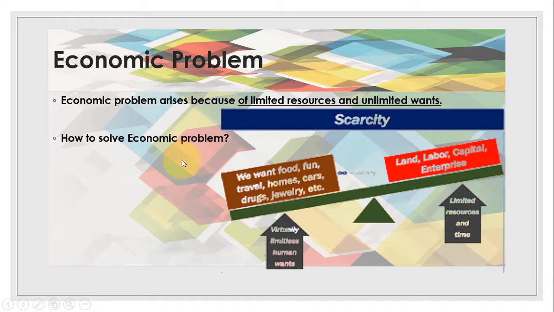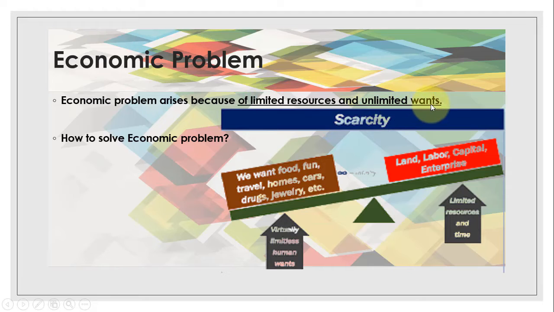In our usual life, whenever we face any kind of problem, we try to find a solution, we try to solve that problem. So if we face an economic problem, how can we solve it? The economic problem arises because of limited resources and unlimited wants. Is it possible that we can convert our limited resources into unlimited resources? Obviously, that cannot be possible.